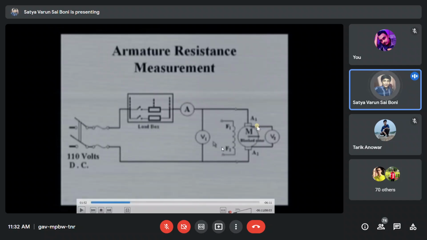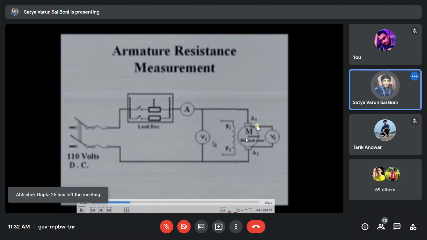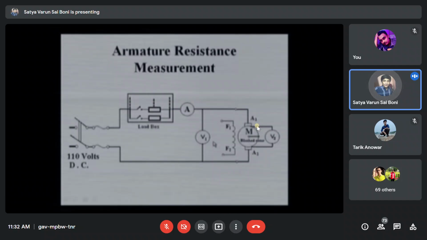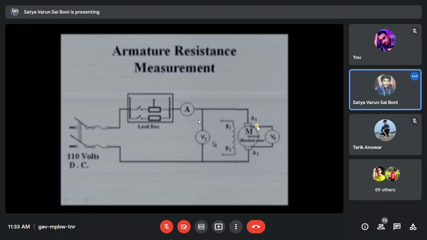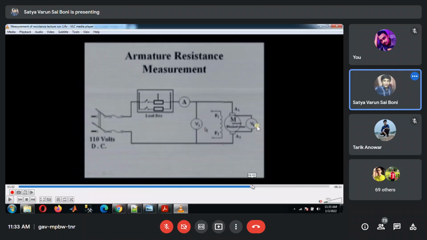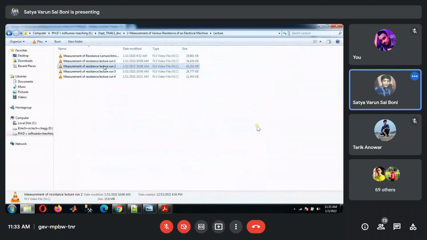And the second most important point is that the readings of A, V1 and V2 should be taken very fast, because if you delay, the heating in the machine will increase. You know there is a formula of resistance based on temperature. If the temperature increases, the armature resistance also gets affected, so you can't find the exact value of the resistance. So it is better to take the values of all the voltmeter and ammeter readings very fast. So this is about the armature resistance calculation.